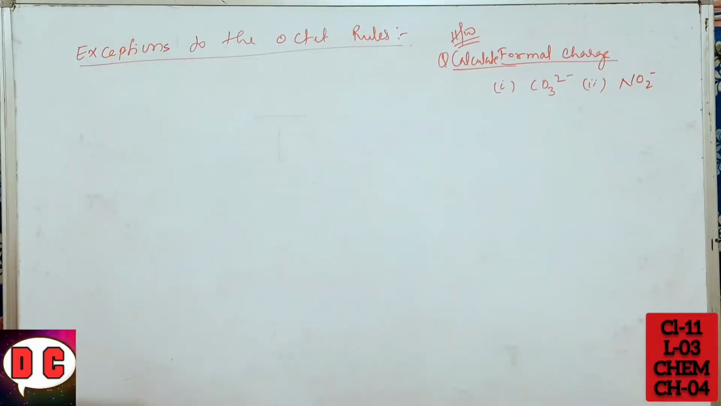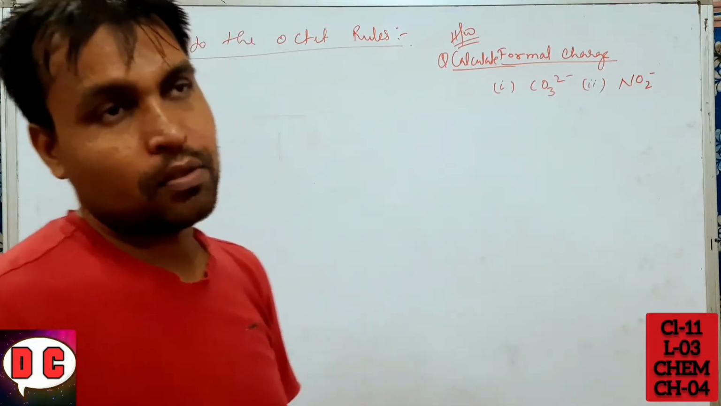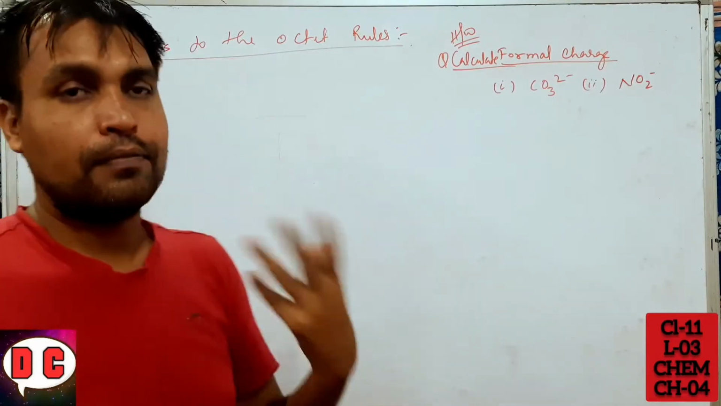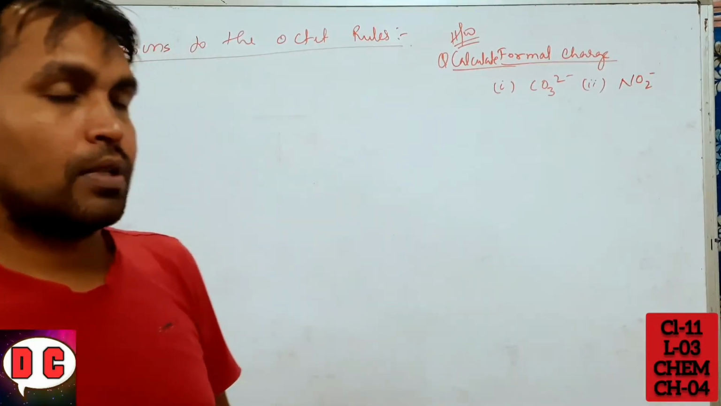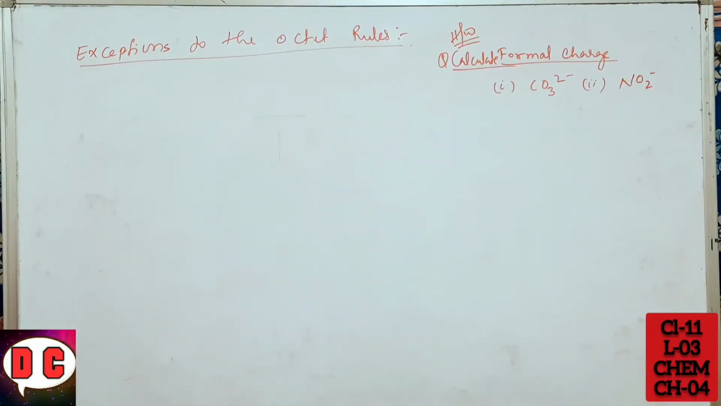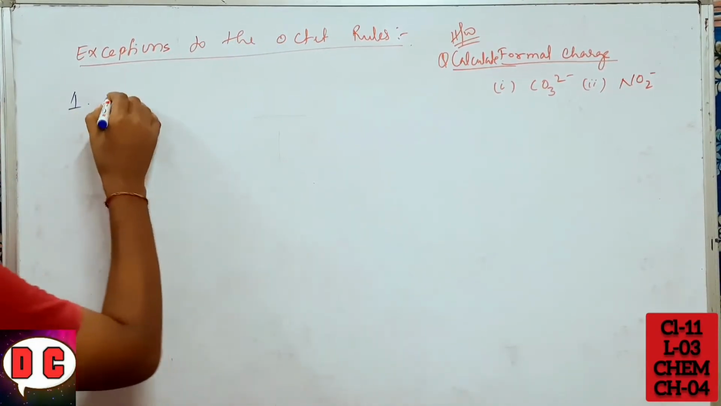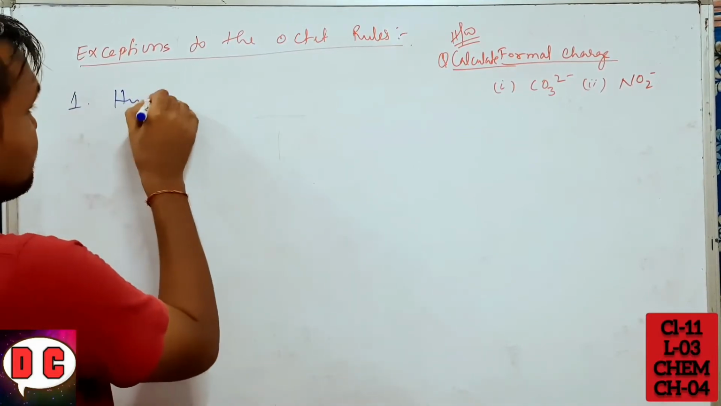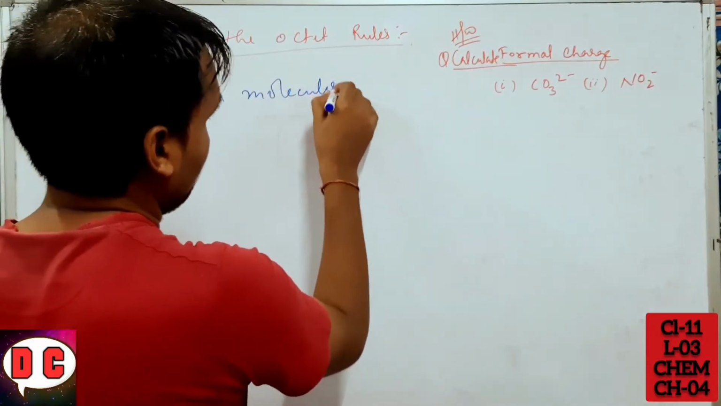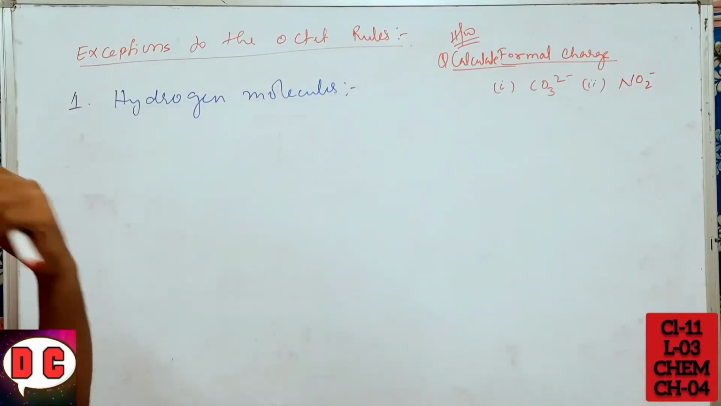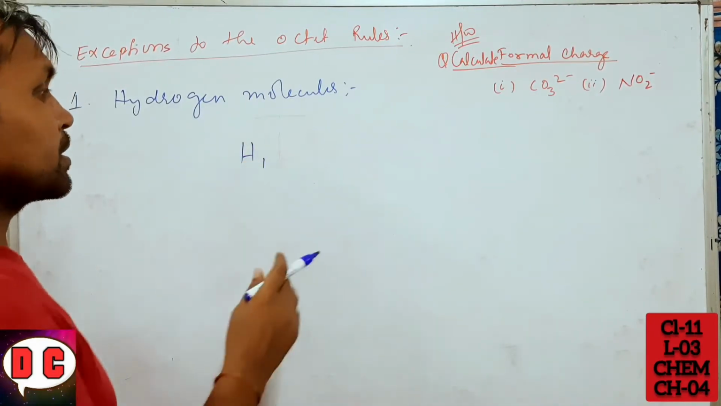Now coming to the next topic, exceptions to the octet rule. We have studied the octet rule, but it also has certain drawbacks, certain exceptions. The first exception was the hydrogen molecule. In the octet rule, exceptions were made for hydrogen. As you know, hydrogen's atomic number is 1, so it needs only 1 electron.